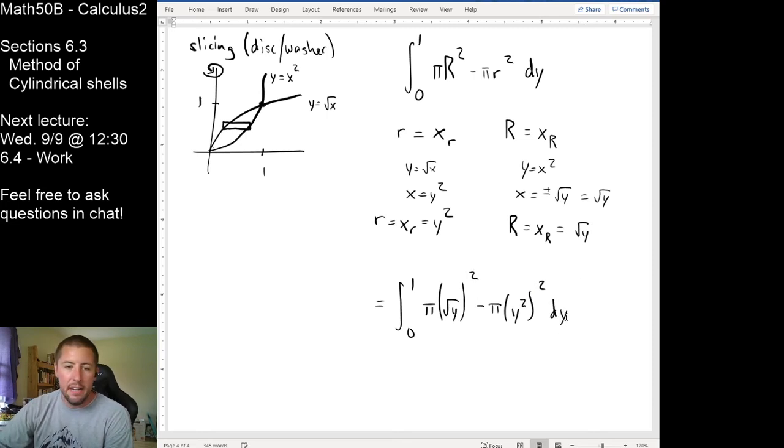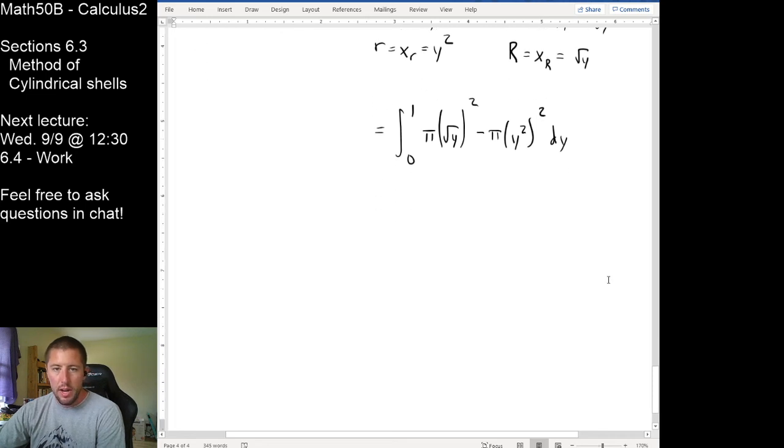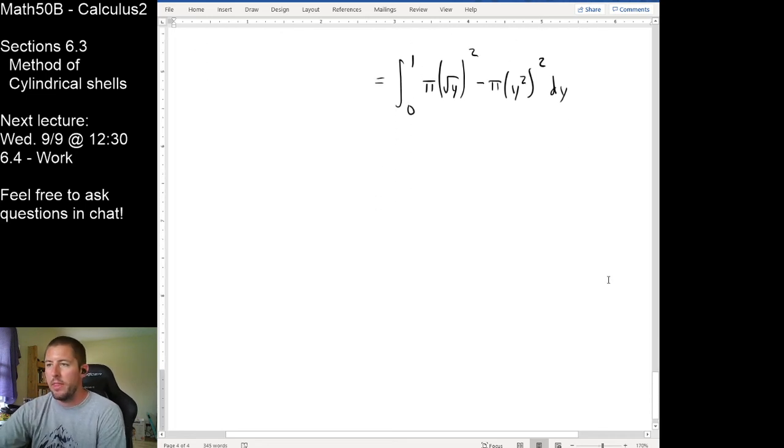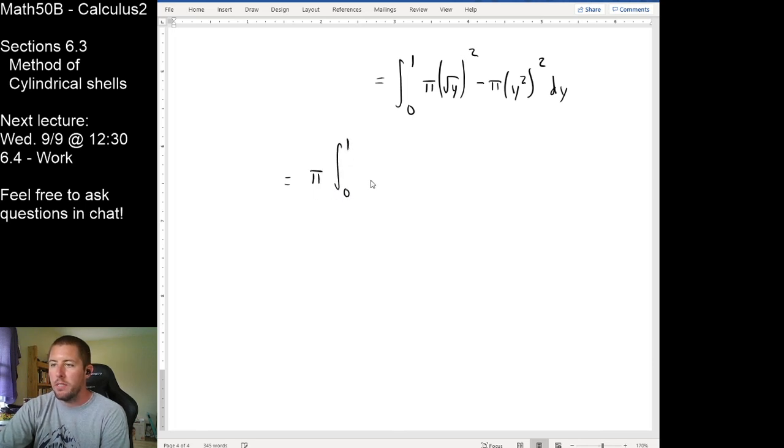So again, I'm going to say it for the bajillionth time: the hard part's setting up the integral. This is the tough stuff to get right here. Doing this integral is going to be super easy because it's just polynomials. So let's go ahead and compute our integral, evaluate this guy. I'm going to pull the pi out front first. Always do your algebra first. It looks like this is just going to be y minus y to the fourth dy.